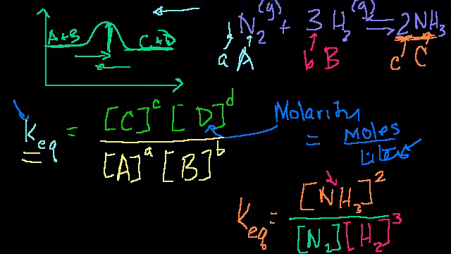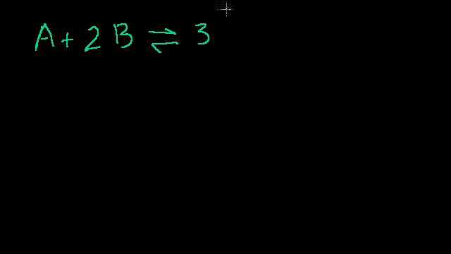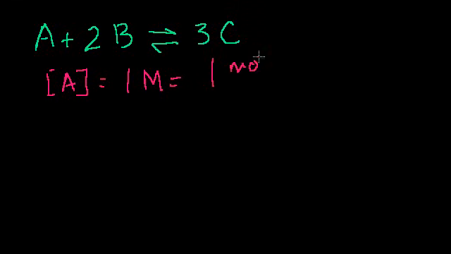And let me just do an example right now. So let's say I have 1 mole of molecule A plus 2 moles of molecule B in an equilibrium with 3 moles of molecule C. And let's say that once we're in equilibrium, we go and we measure the concentrations, and we figure out that the concentration of A is 1 molar, which is equal to 1 mole per liter. That's the concentration of A.